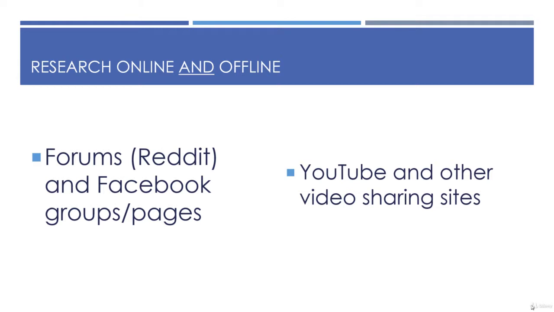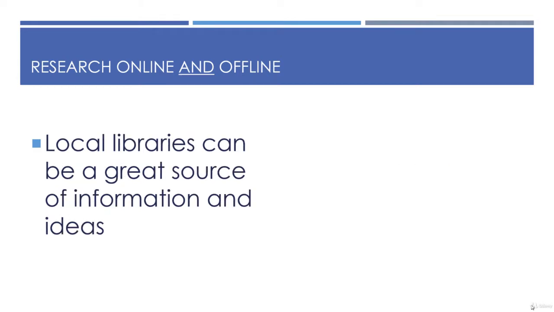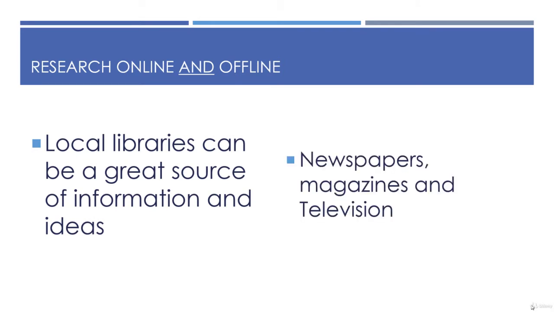find on YouTube. But don't forget offline research, because local libraries can be a really good source of information and ideas. Not everything that we read online is factual or correct. Now sometimes we've got to take another step, go one step further, and do some offline research as well. And we've got newspapers, magazines, so print magazines, and television as well. All great sources of information, ideas, and inspiration.